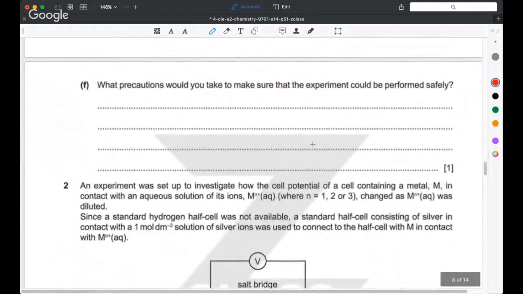So, I mean, they're only looking for one mark here, aren't they? But it's one of these questions where they're asking, so that's plural, what precautions would you take? So I think the examiner is looking for more than one precaution, even though there's only one mark. So one precaution, you'd say that the apparatus is checked to make sure that it's airtight, so that no gas can escape.